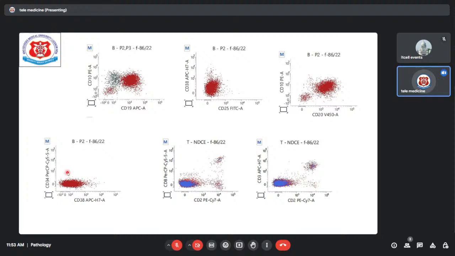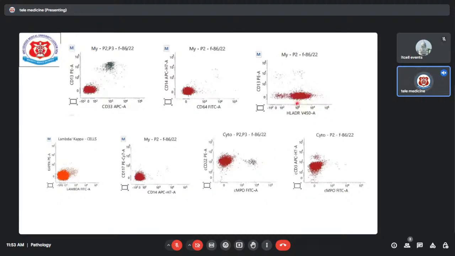We had done a myeloid tube also. All the myeloid markers are negative. HLA-DR is getting expressed. HLA-DR is also a marker of activation. Okay, and other markers like cytoplasmic MPO is negative, CD22 is positive. Kappa lambda.